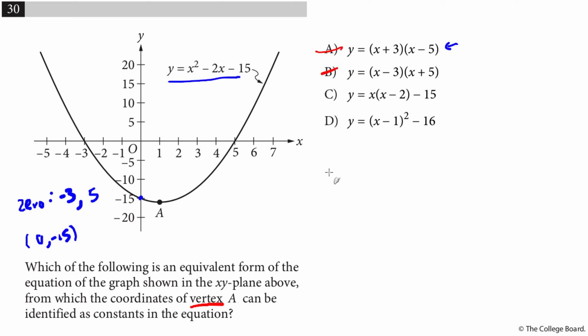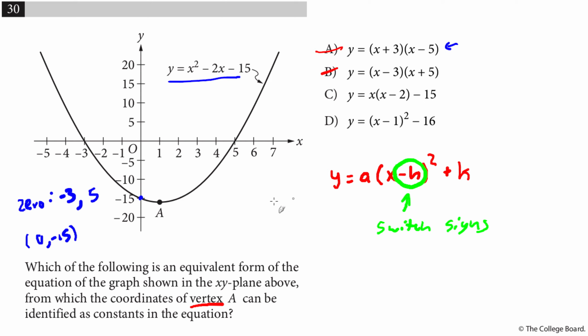But vertex form is y equals a times x minus h squared plus k. And something I stress to my students is whenever I see this, it's pretty much almost always the case that this means I'm switching some signs. So in our case, we have this vertex here, and I'm going to hazard a guess that it looks like 1, negative 16, which is the case. But if I put negative 15 or negative 17, I could probably figure it out from there. And so I need to identify that this is my form that I want. My vertex is here, so I should have an x minus 1 squared minus 16. The others have been eliminated.